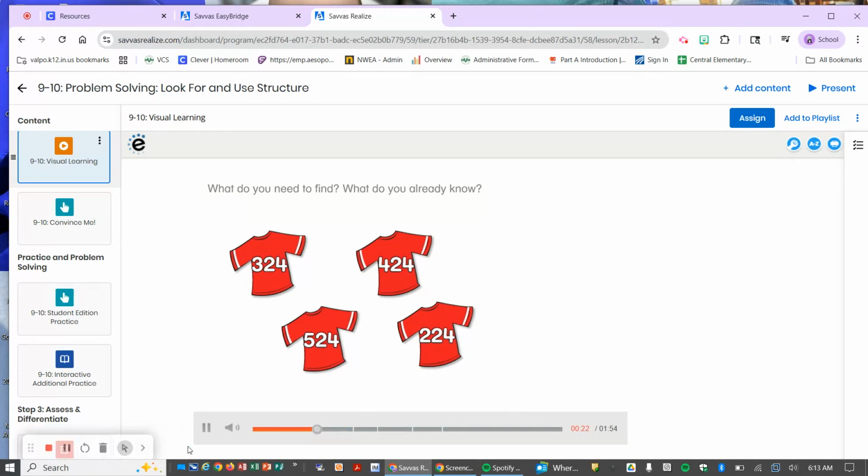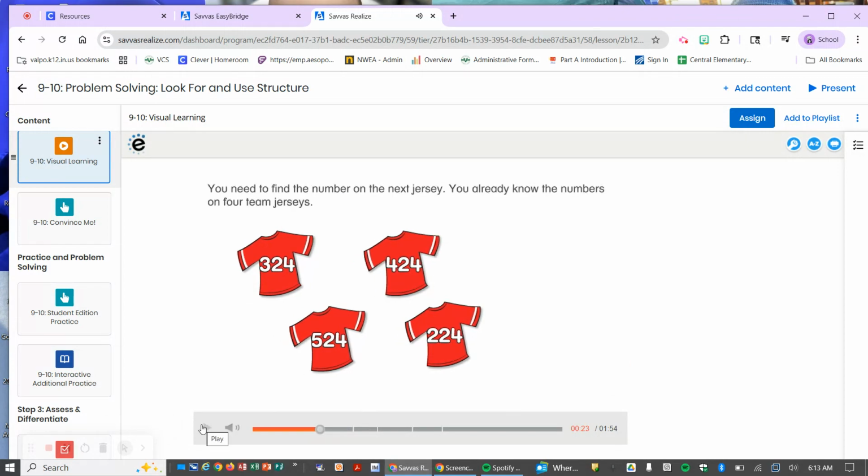Okay, so when they say you need to organize their jerseys and find the next number, the first thing you need to do is put these numbers in order from smallest to largest so that you can find the next number. When we're organizing numbers to put them in order, we need to look first at the hundreds place, then the tens, then the ones. But if the hundreds places are different, then you don't need to move on to the tens. You can just say this is the smallest because it's got a 2 in the hundreds, then the 3, then the 4, then the 5.